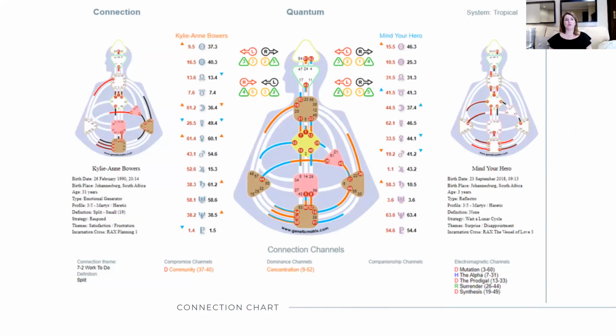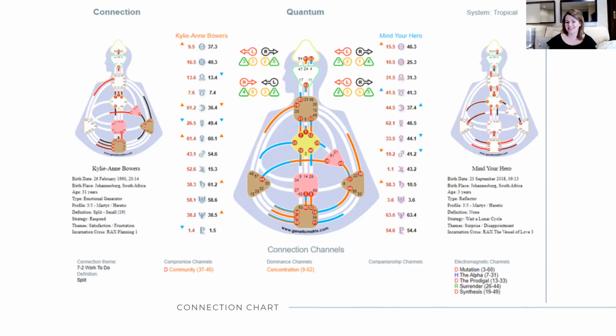Okay, so this is a connection chart. A lot of people were asking, do certain energy types get along better with other energy types? The truth is that we all have a symbiosis in this lifetime. We all work very, very well together. But yes, you are going to have certain charts that will work better with each other and not well with each other. So this is me and my business chart.